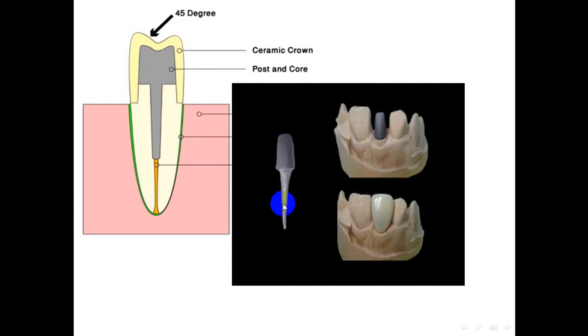This is a post and core in a single body, which is placed inside the endodontically treated tooth, and here the ceramic crown is placed over that core.